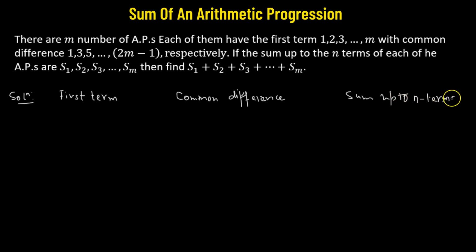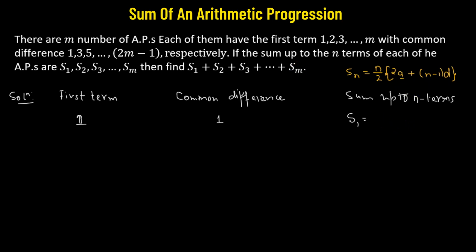Now, for the first arithmetic progression, our first term is given as 1. So this is the value. Its common difference is also 1, and the sum up to n terms is denoted by S1. Now we're going to use the standard formula. The sum up to n terms of an arithmetic progression is given by n over 2 multiplied by 2 times a plus n minus 1 times the common difference d. So here a represents the first term.